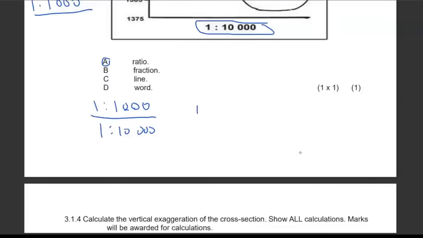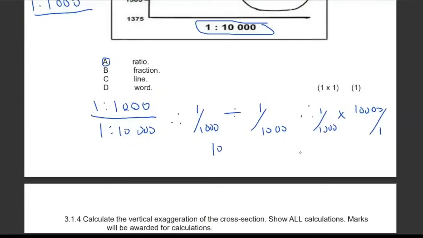So if we use fraction scales, it means it's 1/1000 divided by 1/10,000. Therefore, we want to introduce a multiplication sign. It becomes 1/1000 times, we invert this, 10,000 over 1. We have inverted our horizontal scale. When we introduce a multiplication sign, we invert this. So it's now 1/1000 times 10,000 over 1, which is the same as saying 1 times 10,000 over 1000, it gives us 10.